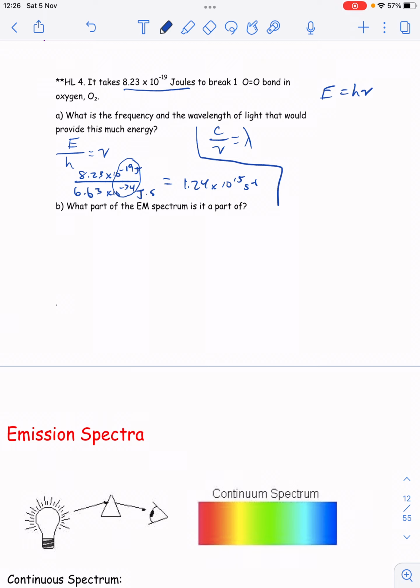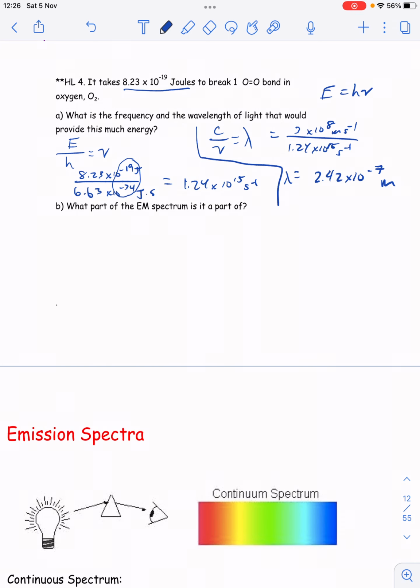Then we take that value, that's our frequency. We're going to do 3 times 10 to the 8th meters per second divided by that frequency. And we should ballpark that our answer will be around 10 to the minus 7 based on the exponents. And when I do that, I get the wavelength of 2.42 times 10 to the minus 7 meters.